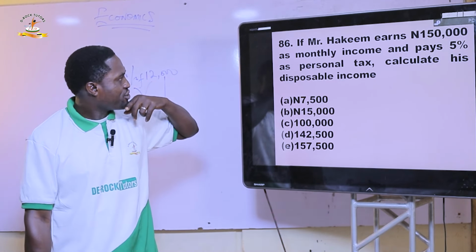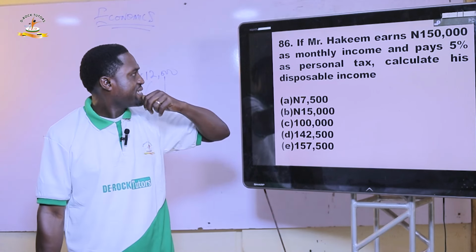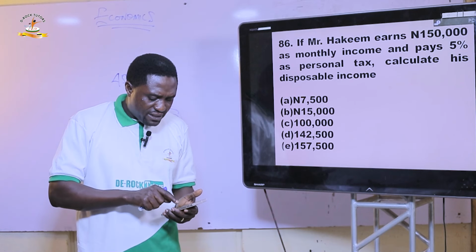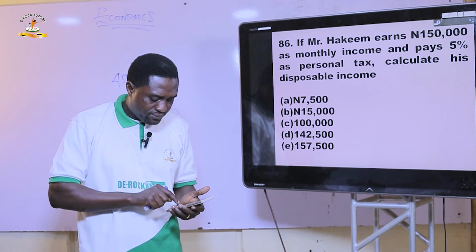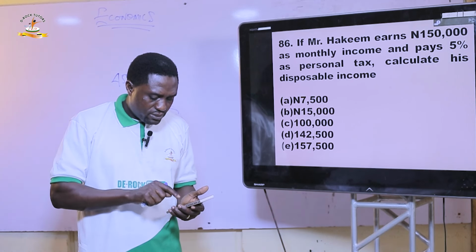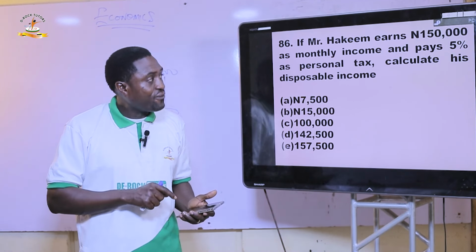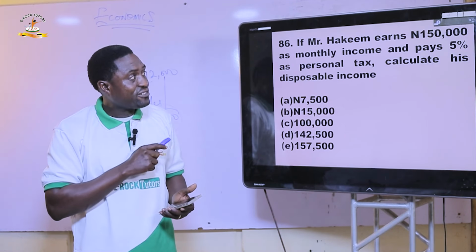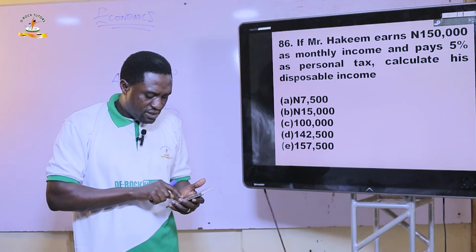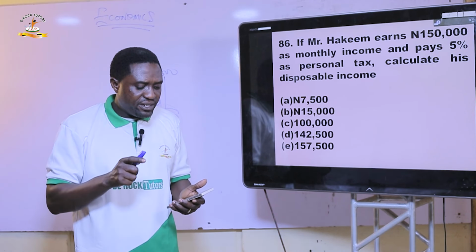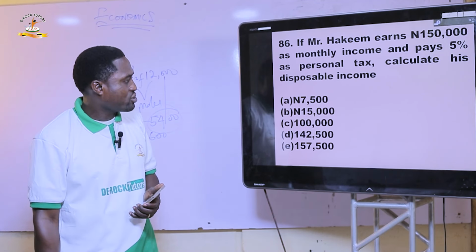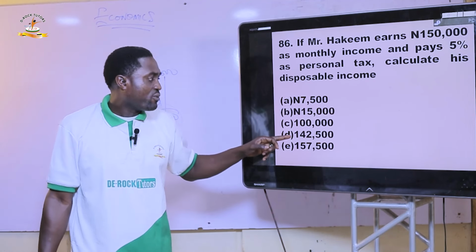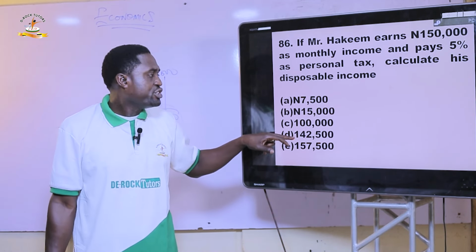If Mr. Akim earns 150,000 as monthly income and pays 5% as personal tax, so we are going to calculate 5% of 150,000. 5% of it, that's 7,500. That means the tax they will remove from that 150,000 is 7,500. So 150,000 minus 7,500, it will be remaining 142,500 naira. So 142,500 will be disposable income. The disposable income is 142,500. So the perfect answer to that is D.